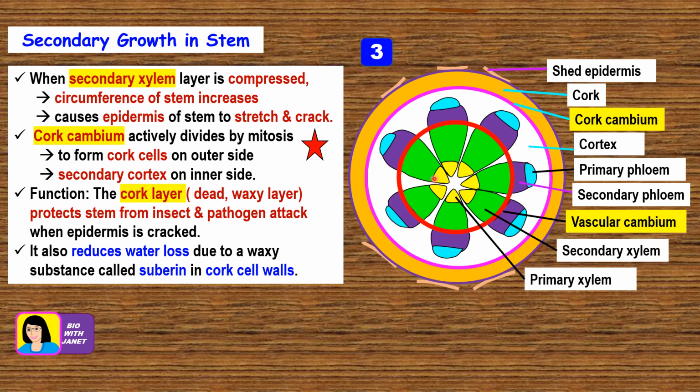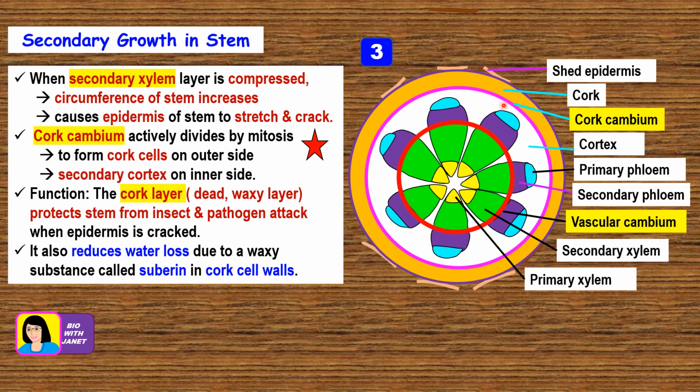So as more and more secondary xylem is produced, it is compressed, and the circumference of the stem will increase, so the stem will become thicker, causing the epidermis on the surface of the stem to stretch and crack. This is when the cork cambium will actively divide by mitosis. The cork cambium is this pink ring here. Always look out for the two rings in the stem. What's the first ring? The vascular cambium ring. And then we have the cork cambium, which forms a ring too on the outer part of the stem.